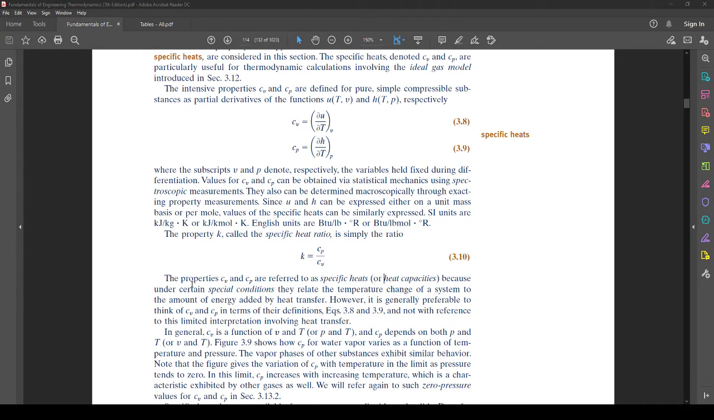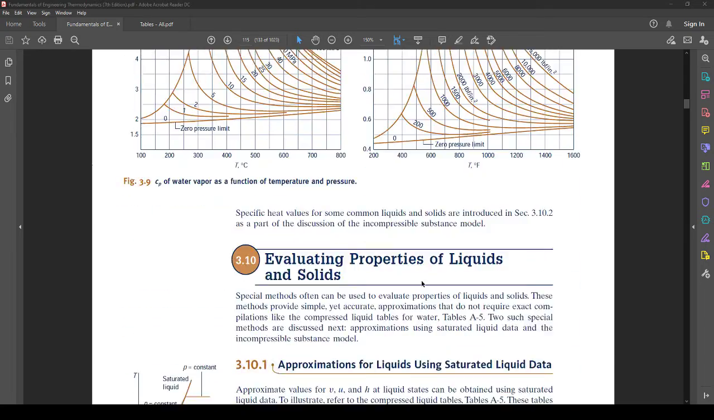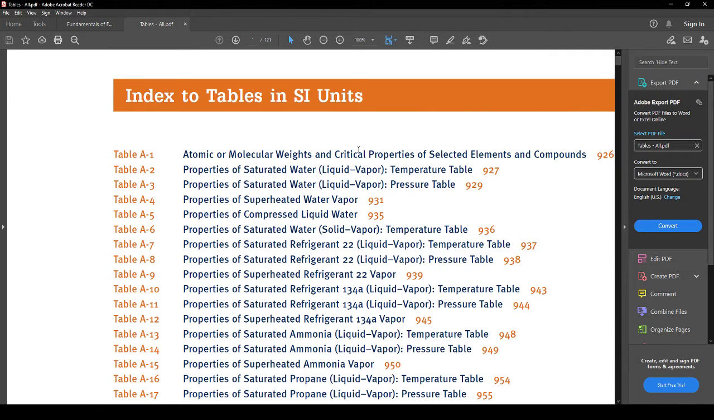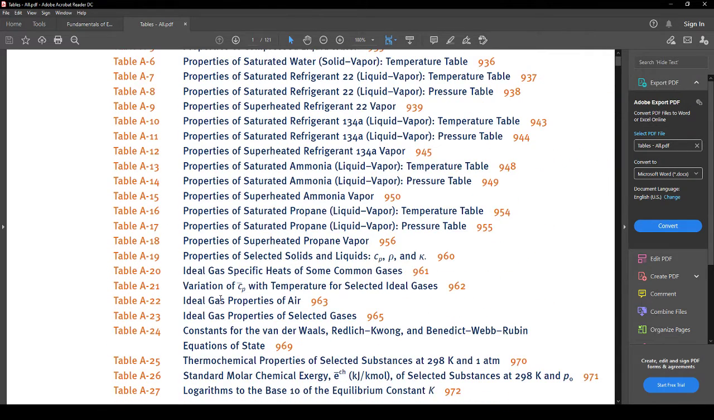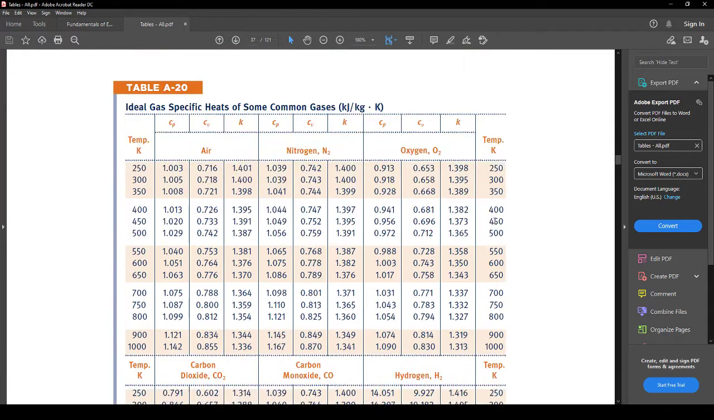I think, where did they say it? It says, however, under special conditions, they relate the temperature change of a system to the amount of energy added by heat transfer. So they're about to show the equation. I'm going to guess, maybe they will. I don't know. But this is something I did want to show. So where is it? Here it is. So table A22. So right here.